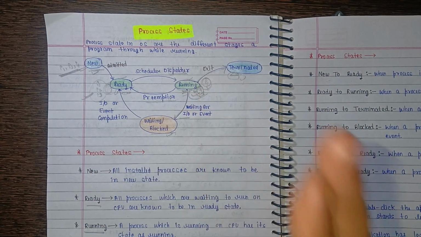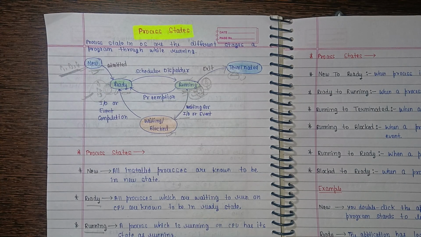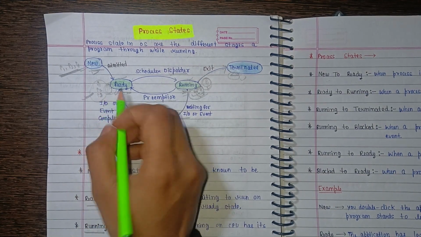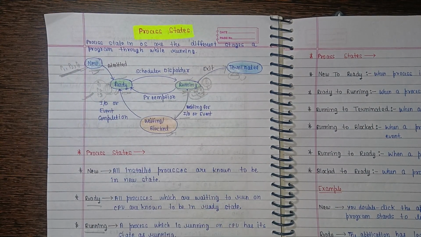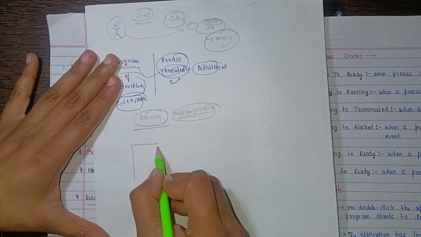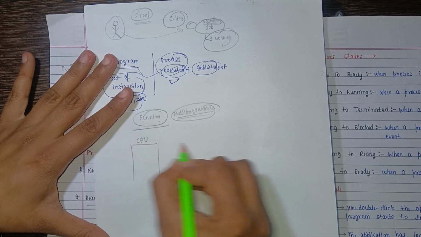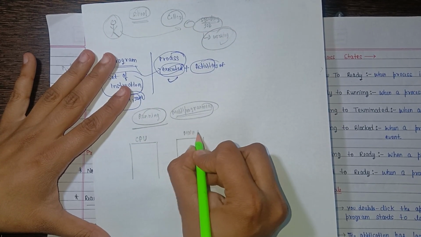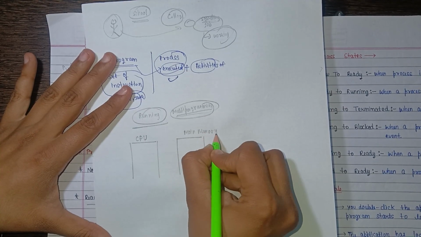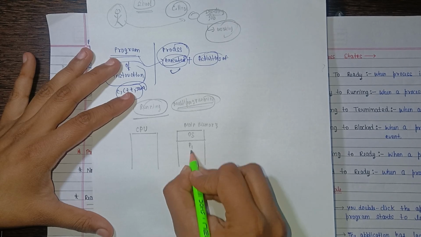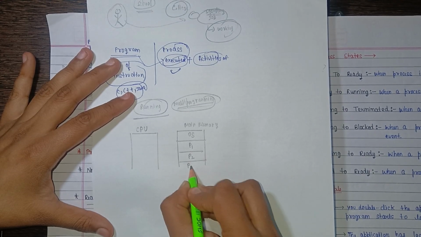we have a single processor in our computer. Okay, so one process is dispatched to the CPU. How does the dispatcher work? Suppose this is our CPU and this is our main memory. Okay, here is our operating system, and here are processes P1, P2, P3.